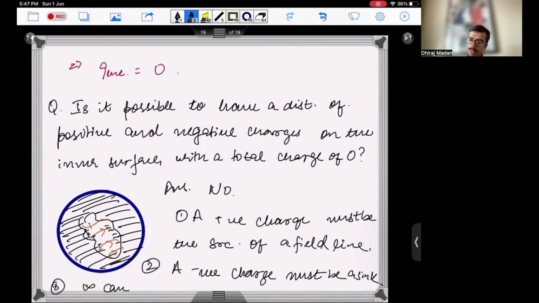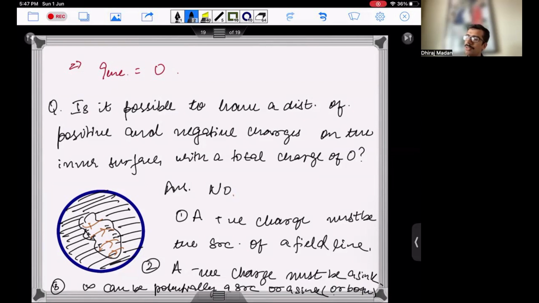infinity can potentially be a source or a sink or both, or actually none also. So all those possibilities are there for infinity. But right now in our case, since there is a conducting medium, the field line will be beginning from the positive charges and ending on the negative charges, right? So if at all there has to be a field line, it can go along this way.